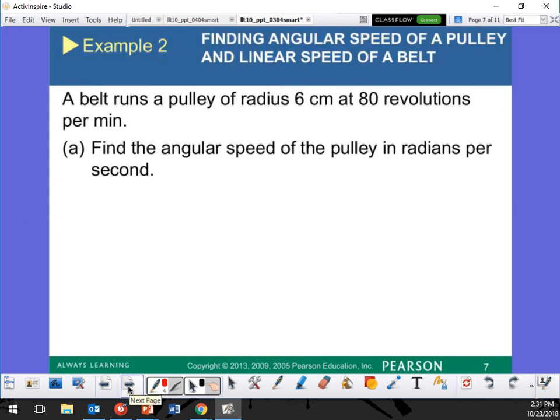Now, a belt runs a pulley with a radius of 6 centimeters at 80 revolutions per minute. Now, we did this a long time ago. What is 1 revolution? 360, isn't it? Yeah. But now we're not working in degrees, we're working in radians. So what is a whole circle in radians? 2 pi. 2 pi, very good. A whole circle in radians is 2 pi, right?